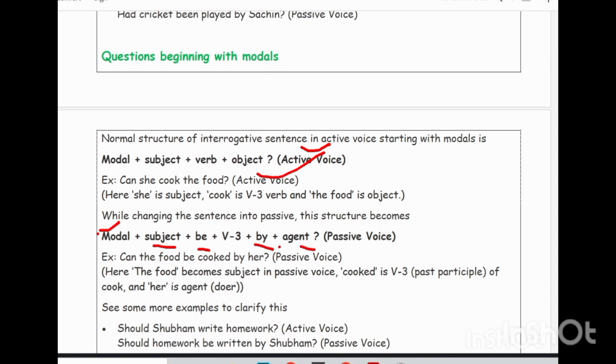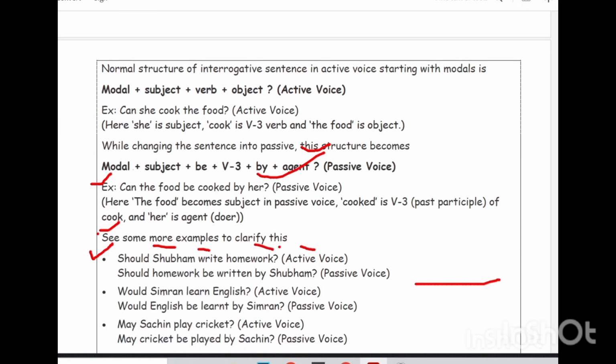Passive voice. One example is here: can she cook the food, active voice. Now its passive voice is: can the food be cooked by her? Passive voice of this sentence is this one. Here the food becomes the subject in passive voice, cooked is the third form of verb, the past participle of cook, and her is the agent, the doer. See some more examples of these also. You have to understand this clearly.